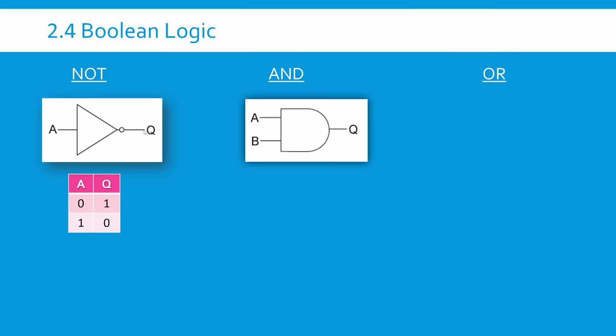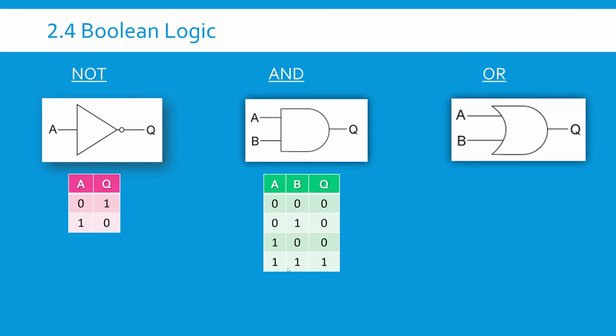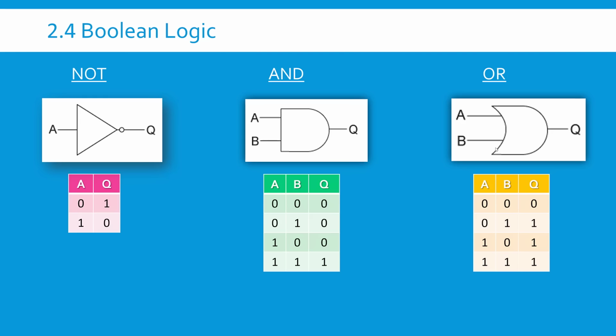AND has 2 inputs and 1 output, and it looks like this. And the truth table is something like this. So you can see it's always 0, unless both inputs are 1. Both sides need to be true, in other words. And OR is the same symbol as AND, just with a kind of curve to it. And this time, it's only going to give you 0, or false, if both inputs are false.